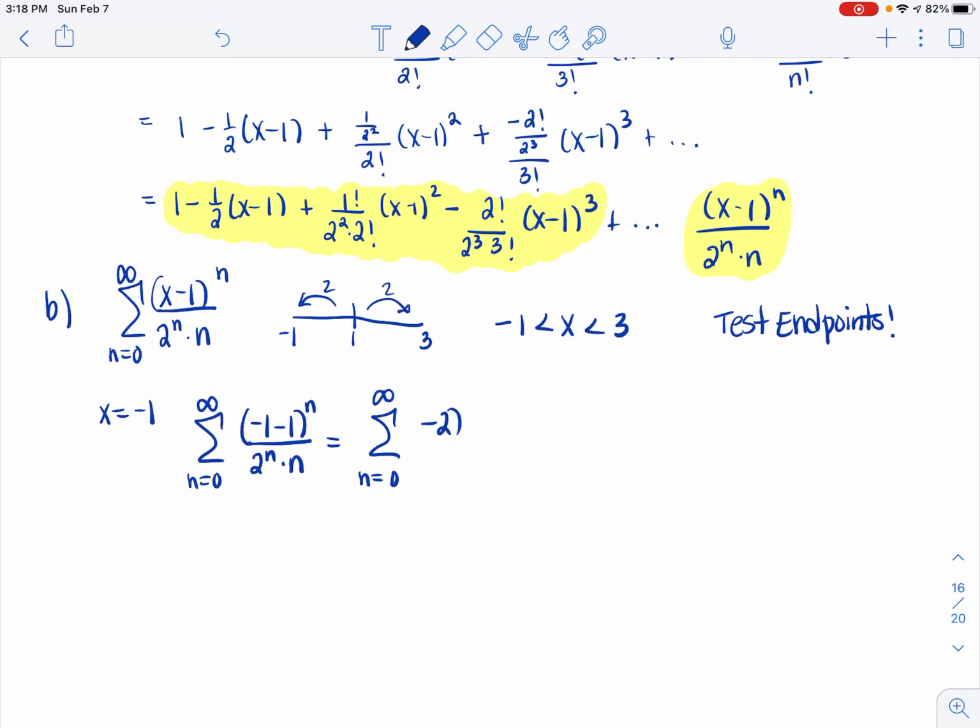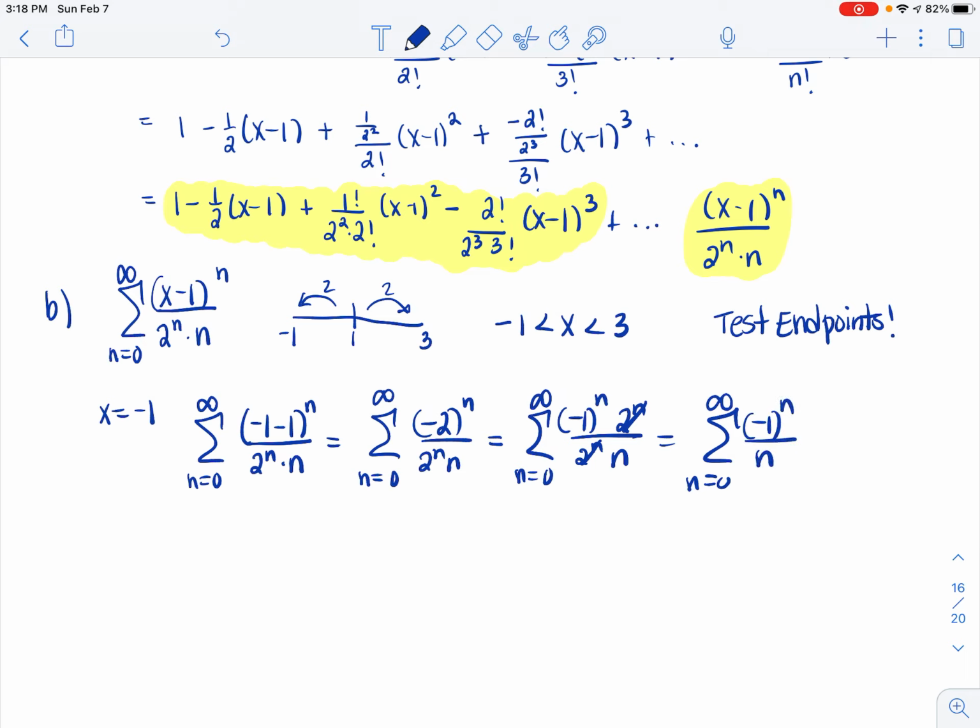I can clean that up a little bit. That'll be -2 to the n, all over 2 to the n times n. If I clean that up a little bit more, that becomes -1 to the n times 2 to the n, all over 2 to the n times n. So I really am dealing with n equals 0 to infinity of -1 to the n all over n. This one will converge by the alternating series test. So that's telling us at -1 we are convergent, so we would include -1 in our interval of convergence.